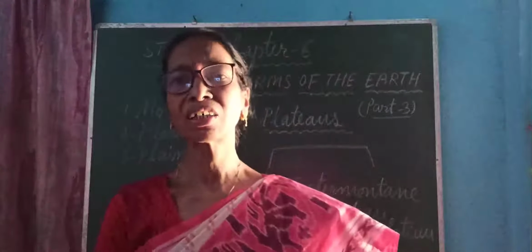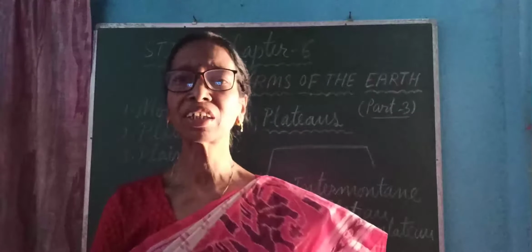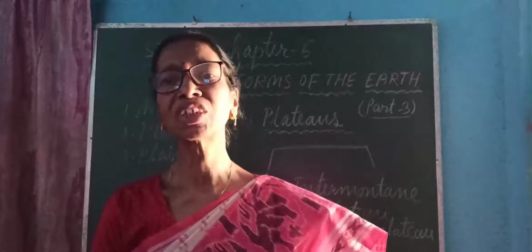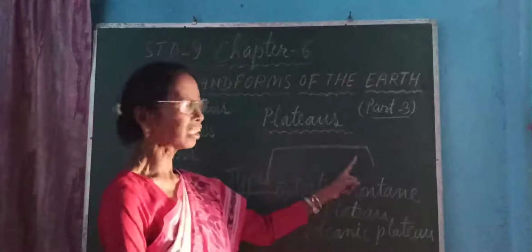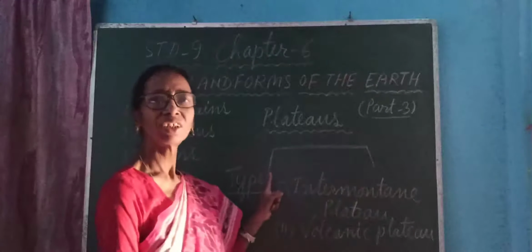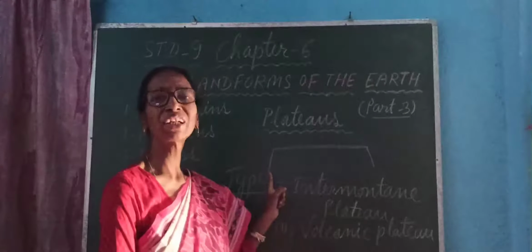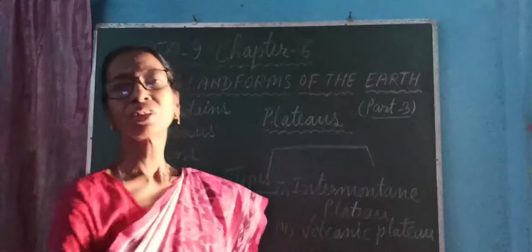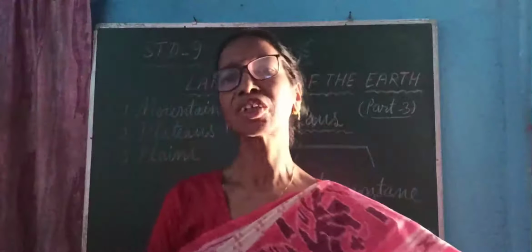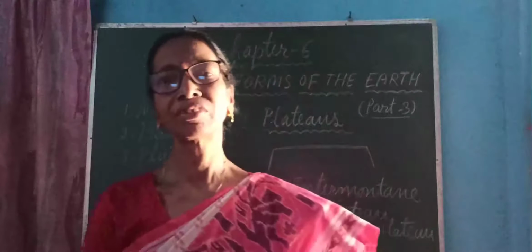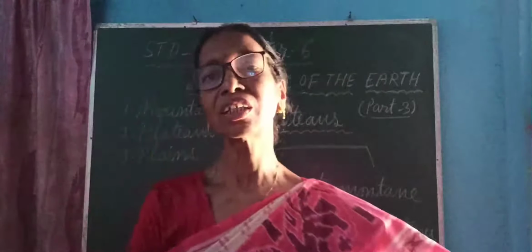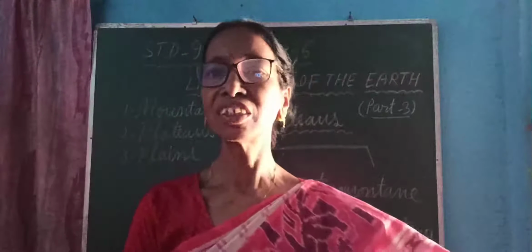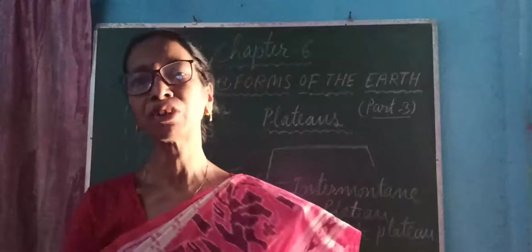Plateaus are large, elevated, flat areas having steep sides. So, a large elevated area having steep sides is also known as tableland. The plateaus are also known as tablelands. They have a large area which is flat and they have steep sides. This is the main feature of a plateau.